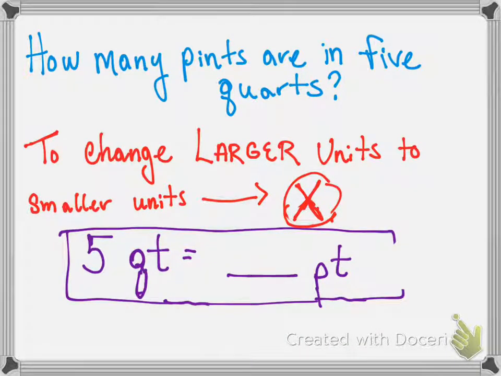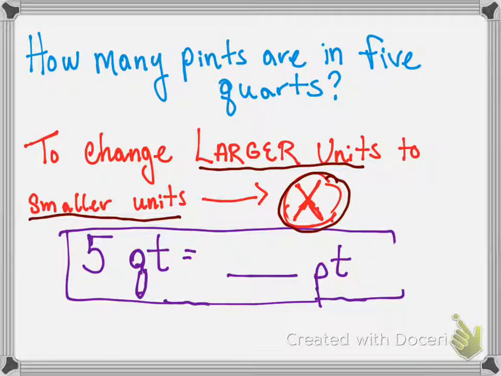All right, this is how we are going to make our conversions in our units. How many pints are in 5 quarts? Now, this is going to get a little confusing. I want you to remember, to change a larger unit into a smaller unit, we always need to multiply. It's kind of confusing, I know. We would think larger to smaller, we would divide, but it's just the opposite. Because the larger the unit, the smaller the number it's going to be. And the smaller the unit, it's going to have a bigger number.